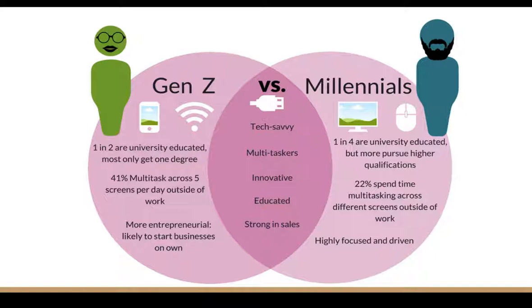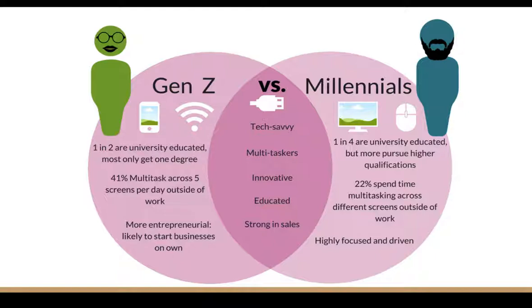So Generation Z versus Millennials. One in two Generation Zs are university educated, and most only get one degree. On the other hand, for Millennials, 1 in 4 are university educated, but they pursue higher qualifications. So the difference is that more Gen Z have their university degree, while Millennials are more qualified past theirs, but there's fewer people getting their degree.